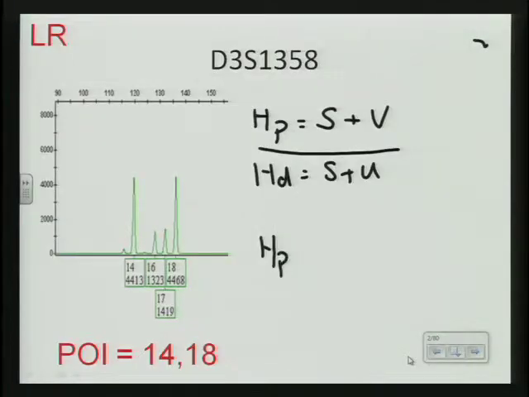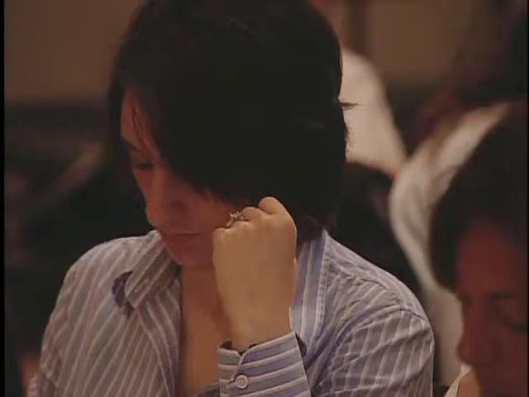So, under HP, what do I expect to see? Exactly the profile I've got. Probability of 1. Suspect is my 14, 18, and therefore that just leaves my unknown, which is going to be 2 times the frequency of 16, frequency 17. Everybody okay with that? Anybody dissent from that? Anybody want to come and do this instead?